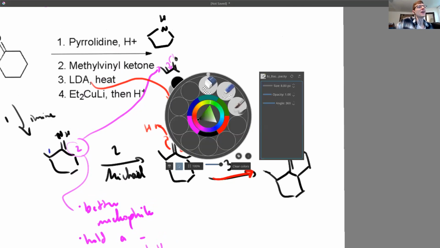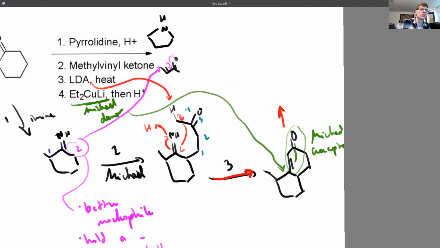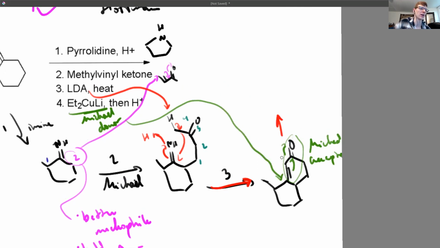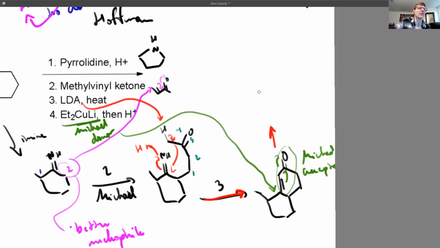Yay. So now we take this, which is a Michael donor. And here we have a Michael acceptor. Yeah, exactly. So we do a conjugate addition here. Now we go, whoop. Oops. Come around here, whoop, whoop, whoop. And then at the end of the day, I don't know what happens to the double bond again. You do some tautomerization nonsense or something.